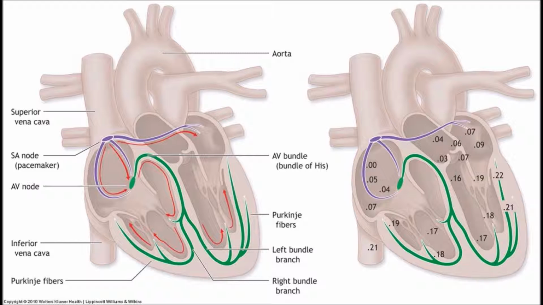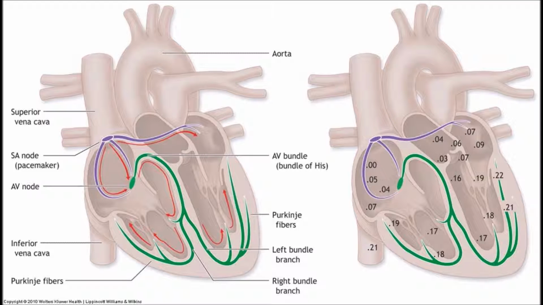From there, the signal reaches another cluster of specialized muscle cells called the atrioventricular node, or the AV node. And this is located in the partition between the two atria. The AV node receives the signal, and this delays it just enough to allow the ventricles to fill. It then relays the stimulus by means of specialized cardiac muscle fibers called the atrioventricular bundle. And this runs along the walls between the ventricles, or the septum.